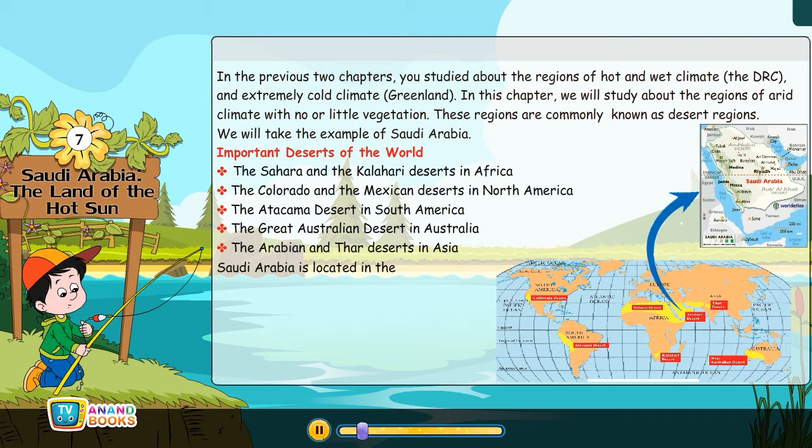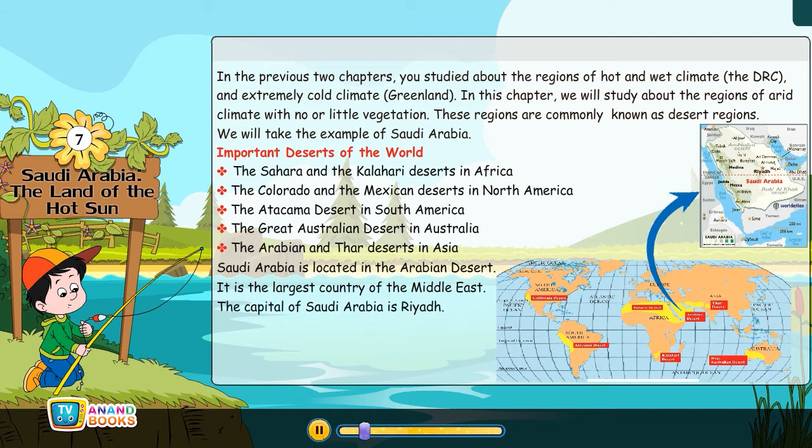Saudi Arabia is located in the Arabian Desert. It is the largest country of the Middle East. The capital of Saudi Arabia is Riyadh.